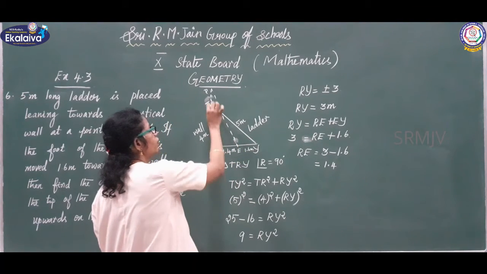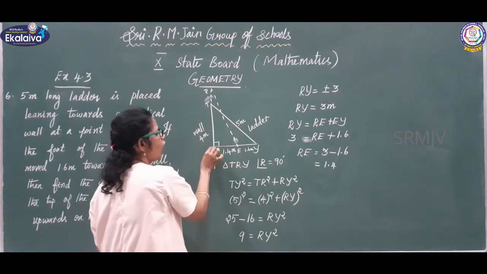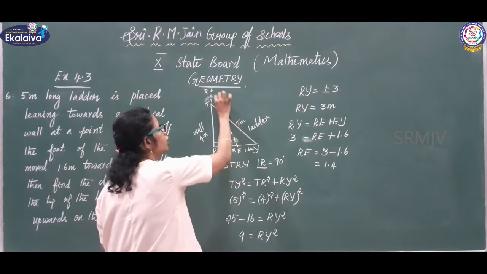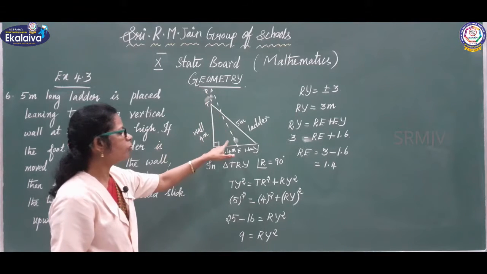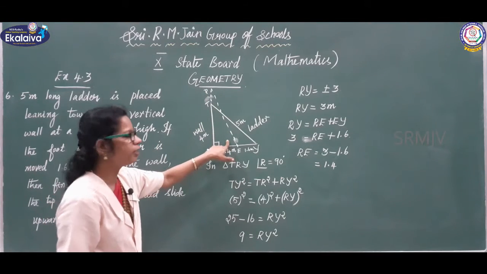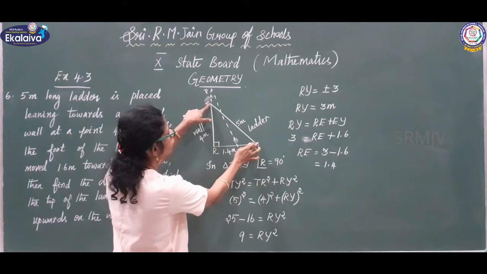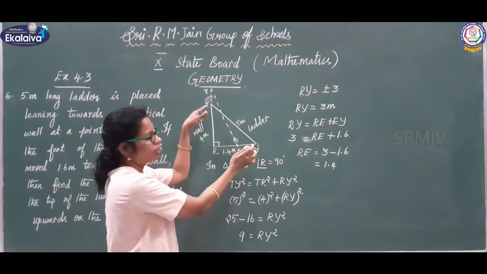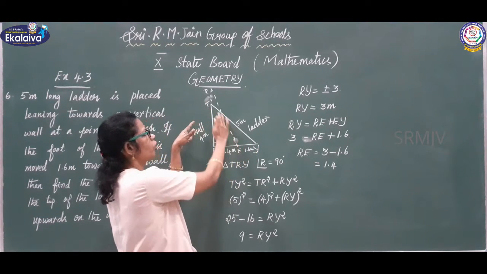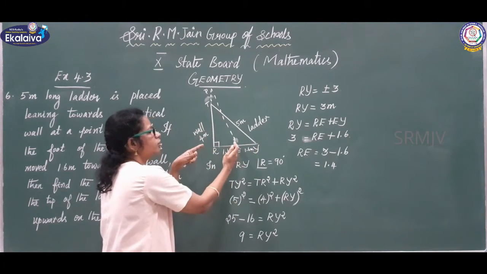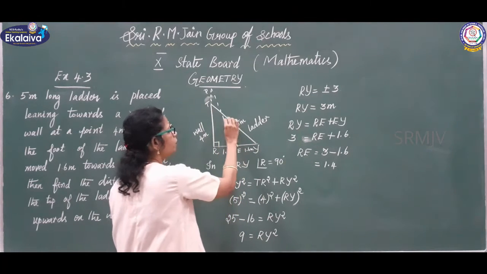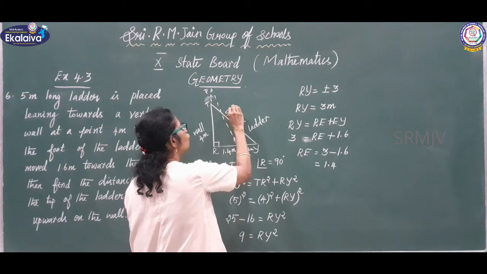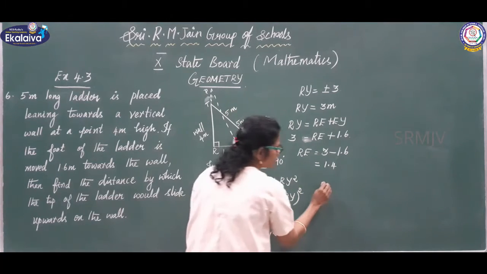Now, you see the right triangle PRE. In that, what is the value of PE? What is the value of PE, children? PE is 5 meter because this measurement cannot be changed. The same ladder only you are going to move towards the wall. The height cannot be changed. So, what is the value of PE? PE is also 5 meter.